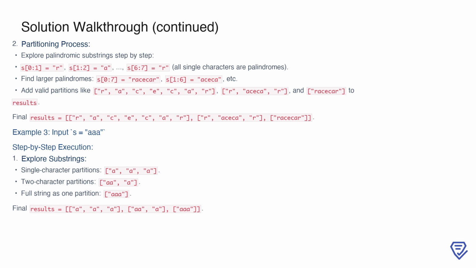By combining these substrings in all possible ways, we generate valid partitions like [r, a, c, e, c, a, r], [r, aceca, r], and [racecar]. These partitions get added to results, giving us the final output. Now, let's briefly look at a simpler example with the string AAA.